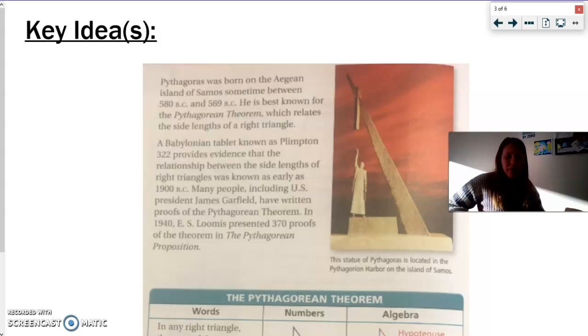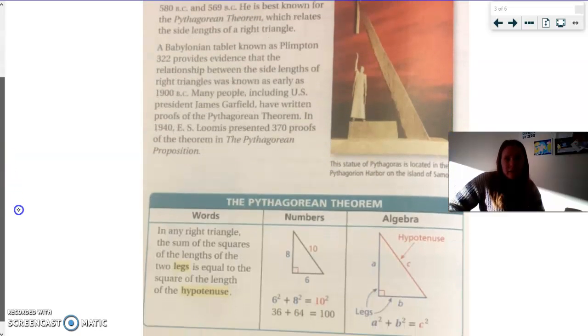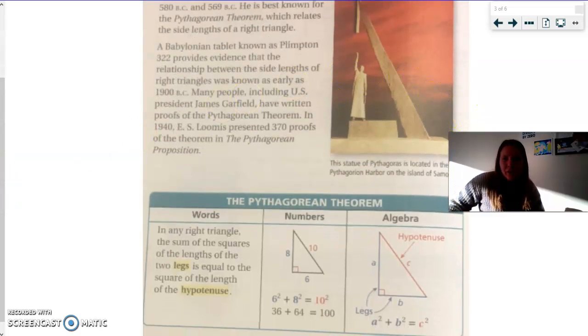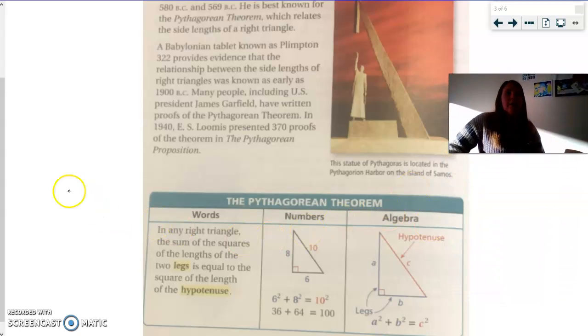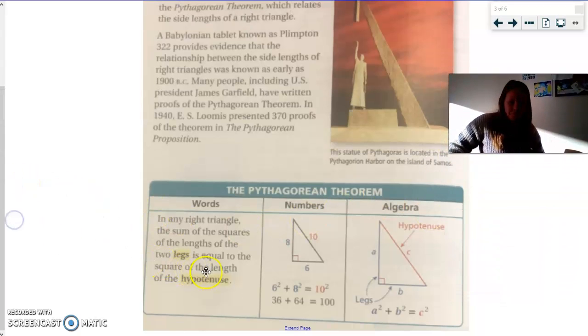When you get into geometry, you do things that are called proofs to prove that this is a system in math that works. So then they just say this, they have a little statue here. The statue of Pythagoras is located in Pythagorean Harbor on the island of Samos. So here is what actually is the Pythagorean theorem. So here is the word version. They've got numbers and they also have algebra.